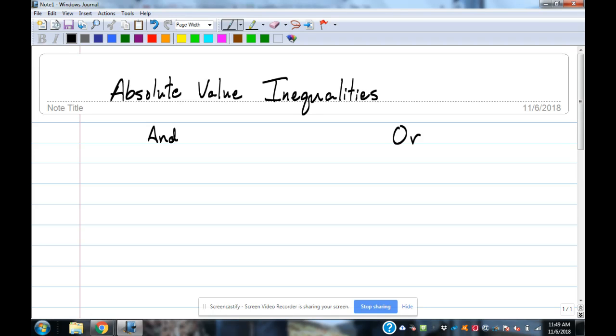Okay, so and problems. On a compound inequality, where are the answers for and problems, on the inside or on the outside? Inside. Ands are on the inside because that was in between. Remember, those were the sandwiches. And problems were sandwiches, so you had stuff in the middle.